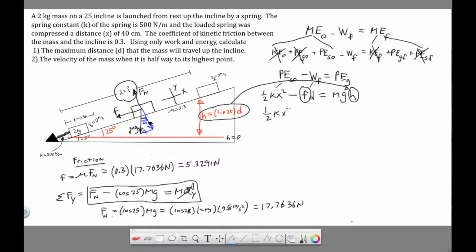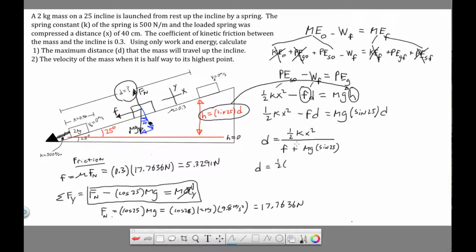All right, so to this equation here, I'm going to rewrite this one more time. 1/2 kx squared minus friction times distance equals mg. Now let's plug in for h. H is sine 25d. So the only thing missing in this equation now is d. So doing the algebra, which I'm not going to show in too great a detail, but if you do the algebra, you're going to get 1/2 kx squared divided by friction plus mg sine 25.